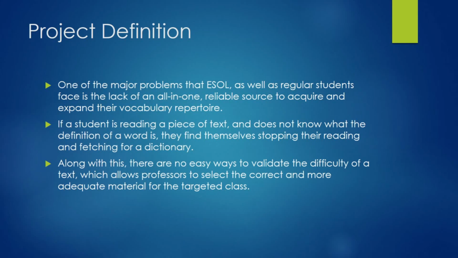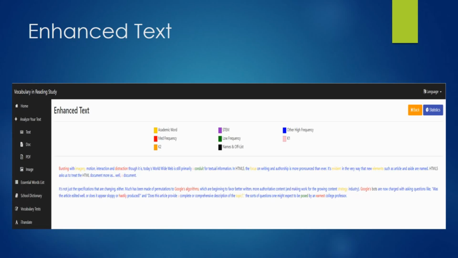Along with this, there are no easy ways to validate the difficulty of a text, and this is more for teachers or professors, which allows them to select the correct and more adequate material for targeted learning levels. So we solve this with our software solution, which is VIRS, and it offers multiple modules of different solutions.